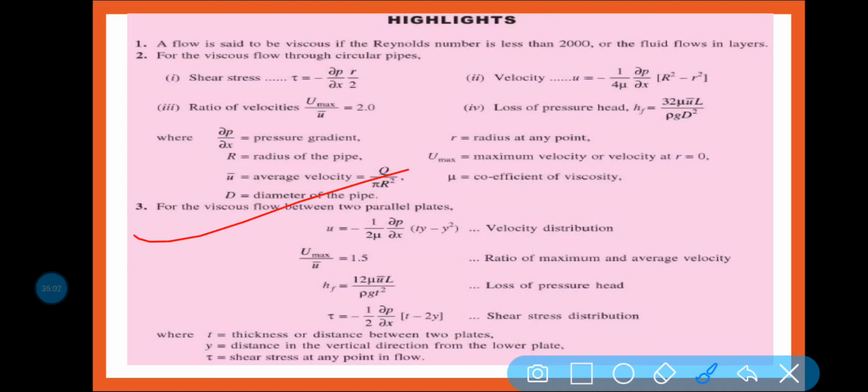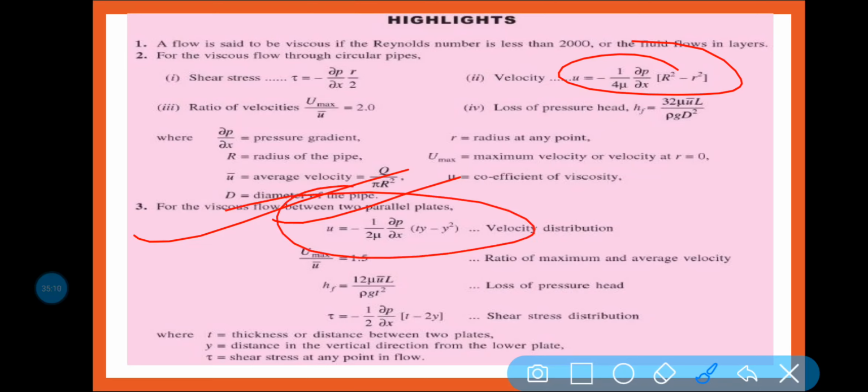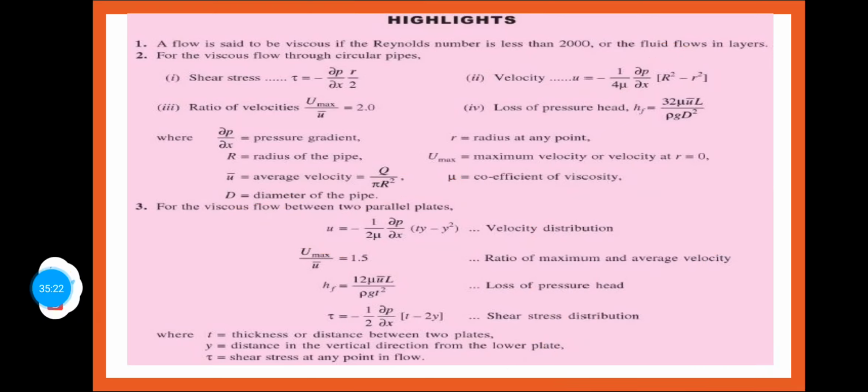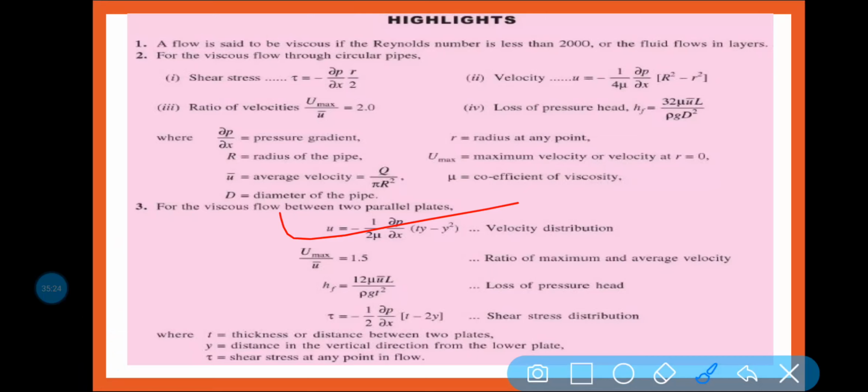In case of parallel plate, u is equal to 1 by 2 mu del p by del x into (t y minus y square), whereas here for the pipe it is 1 by 4 mu del p by del x (R square minus r square). Y is this distance. This is the t and this is your y. So this is the velocity distribution. U max by u bar is equal to 1.5, that is the ratio of maximum by average velocity.